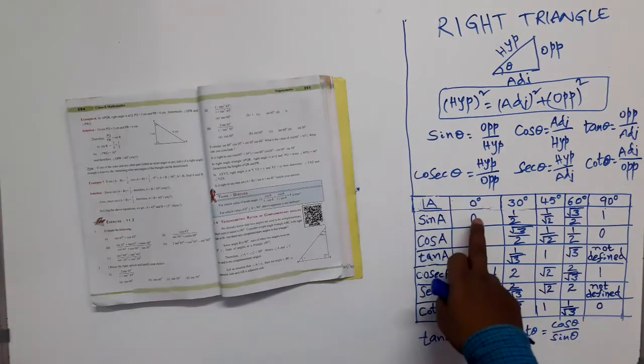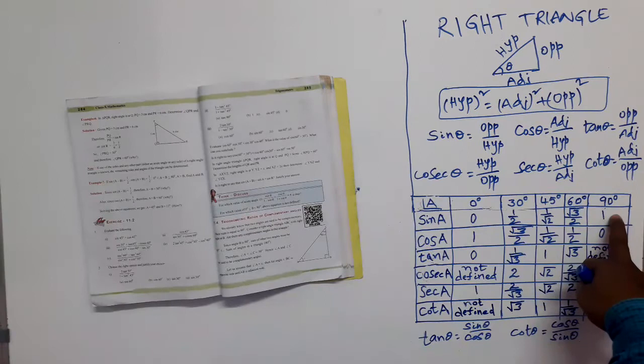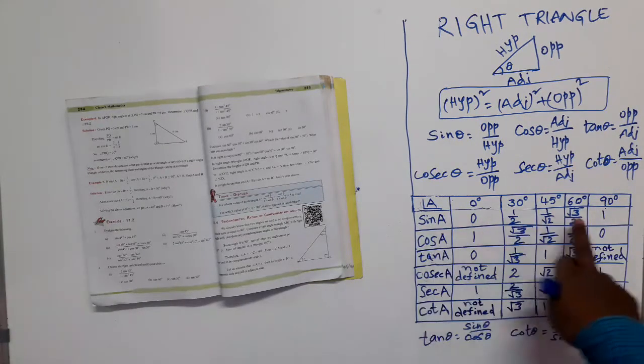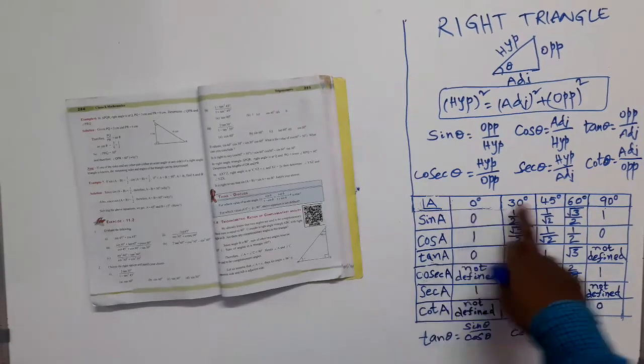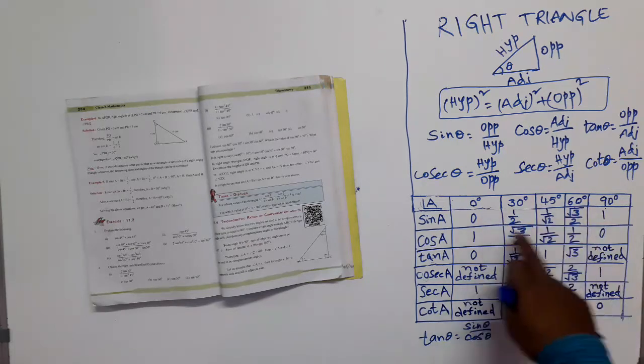Sine values start with 0. Sine 0 is 0. Ends with 1. Sine 90 degrees is 1. Sine A increases from 0 to 1 as angle A increases from 0 to 90 degrees, right? So 1 by 2. These three values you have remembered, right?